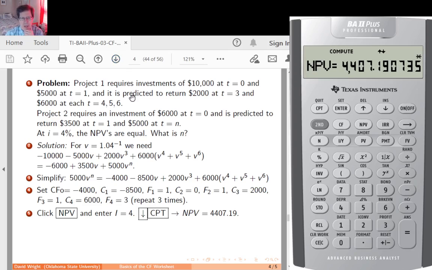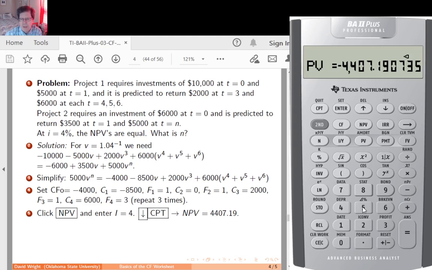Okay, now how do we use that? I didn't write it out here, but this 4407.19 is equal to 5,000 v to the n. So that is actually a TVM equation. That's saying a future value of 5,000 is equivalent to a present value of 4407.19. So if I want to use this, I'm going to hit clear. When you hit clear, it takes you out of the CF worksheet and it leaves the number that you were looking at right there on the screen. And I'm going to make that negative and put that in for present value.